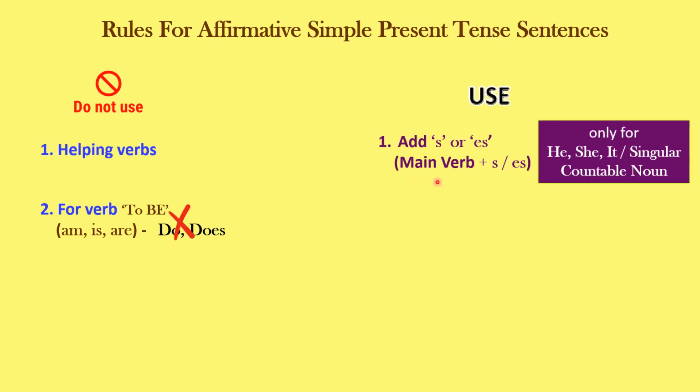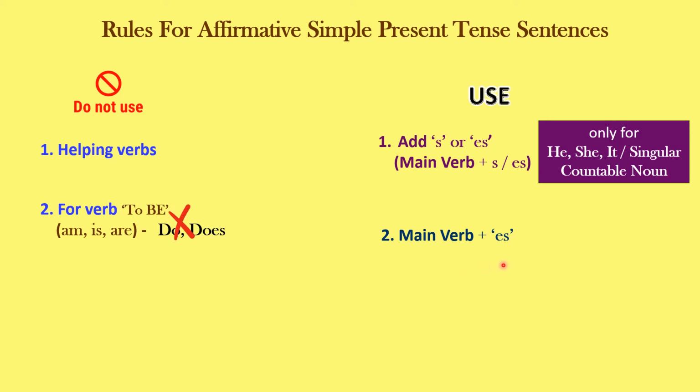Obviously, you will have a confusion. When do I know or how do I know that I need to add s or es? Let me tell you, when the subject is he, she or it, or if it's going to be a singular countable noun, then you will add s or es.